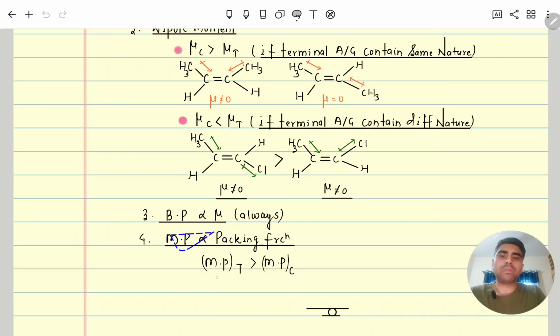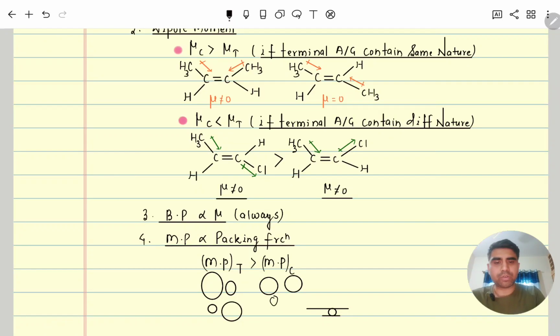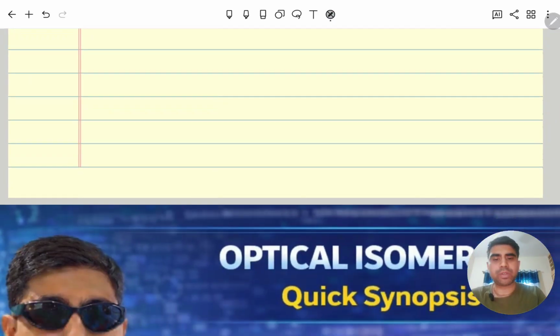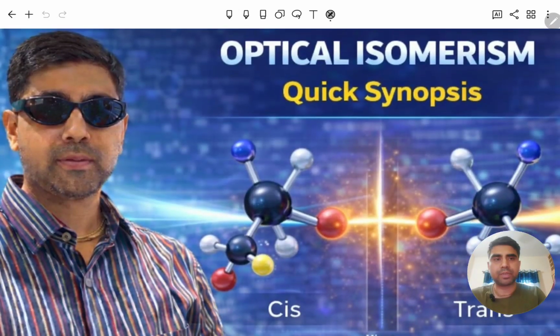And melting point is always directly proportional to packing fraction, meaning melting point of trans will always be more than cis, because in trans the packing fraction will be proper, like here one is small, and similarly here one big and one small. Whereas in cis both are on the same side, big and big, so their packing will not be that proper. Due to that, their melting point will be lower than trans. Now after this we will discuss optical isomerism in the last part. Thank you very much.